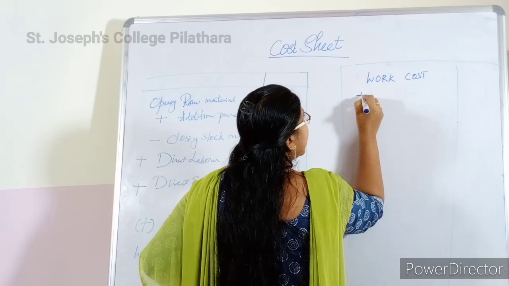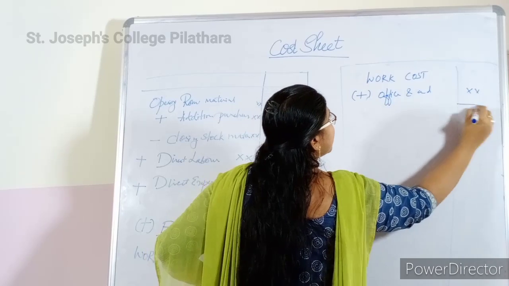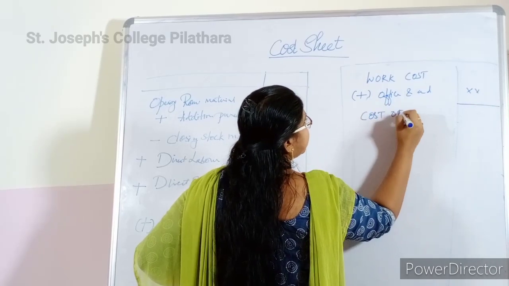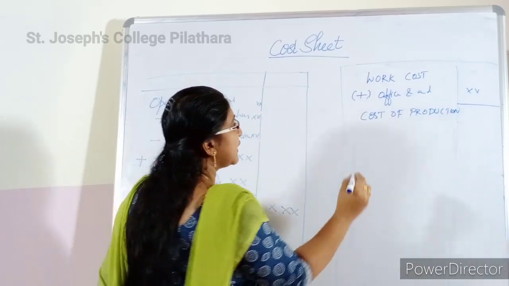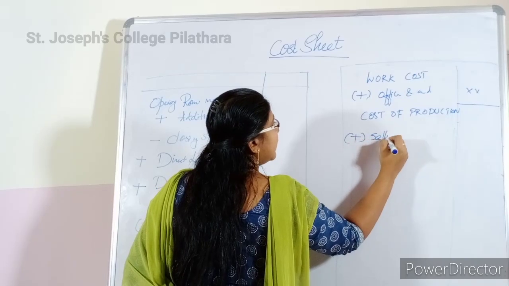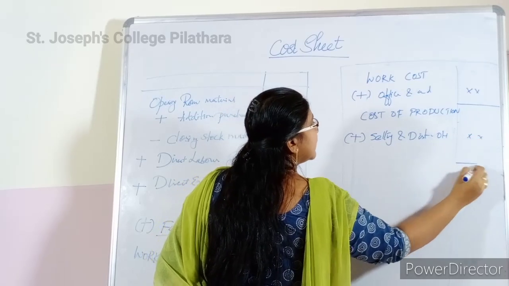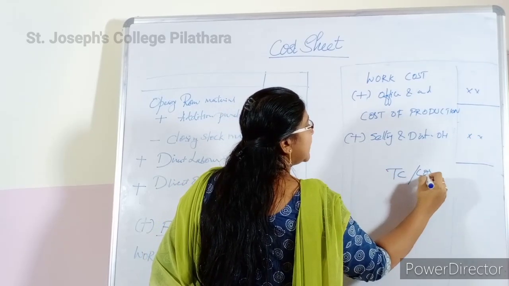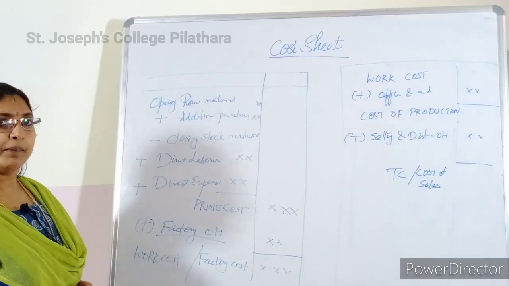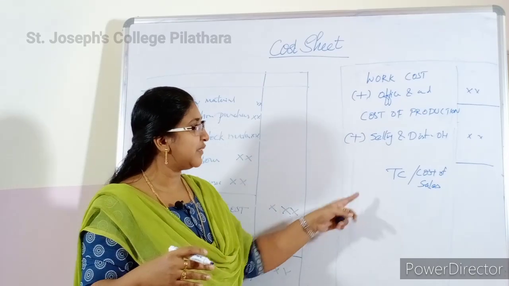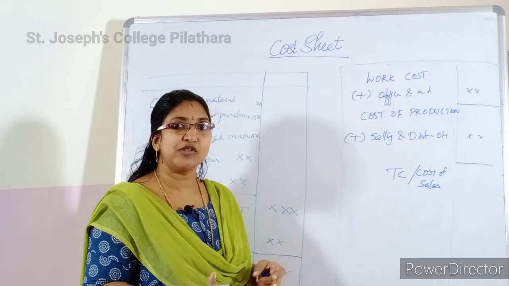When you add your office and administration overhead to the work cost, you will get the cost of production. Now our last part of the indirect cost is selling and distribution overhead. When you add that, you will get the total cost or cost of sales. Okay, this is the simple cost sheet, wherein you will get the total cost. So it will be easy for the management to determine the selling price of the product.